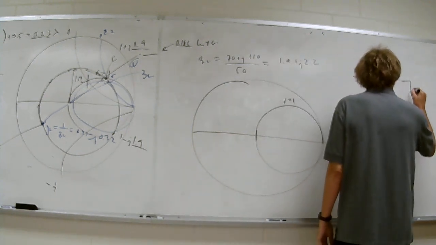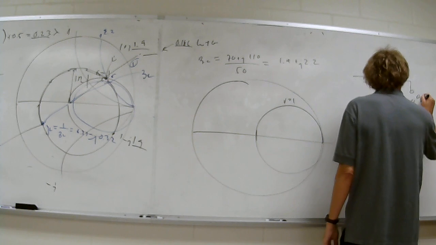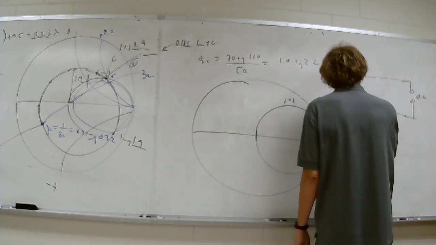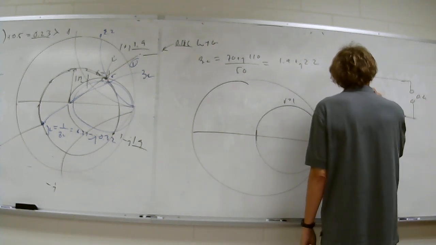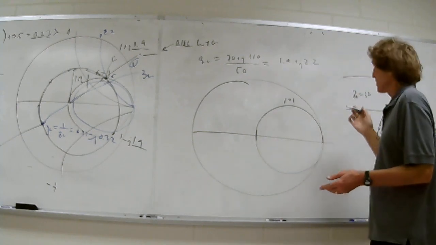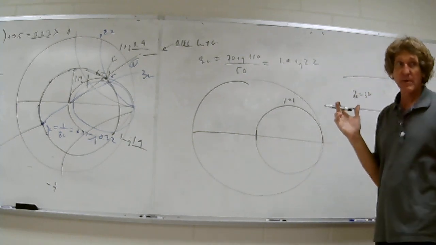We want our stub. This is an open circuit stub, an open circuit, and Z naught on this is 50. We're going to use the same impedance. You don't have to. You could have an impedance here of 100 ohms. You all with me on that?